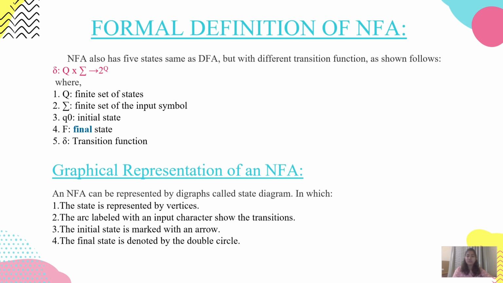Graphical representation of an NFA. An NFA can be represented by diagrams called state diagram, in which the state is represented by vertices. The arc labeled with an input character shows the transitions. The initial state is marked with an arrow. The final state is denoted by the double circle.